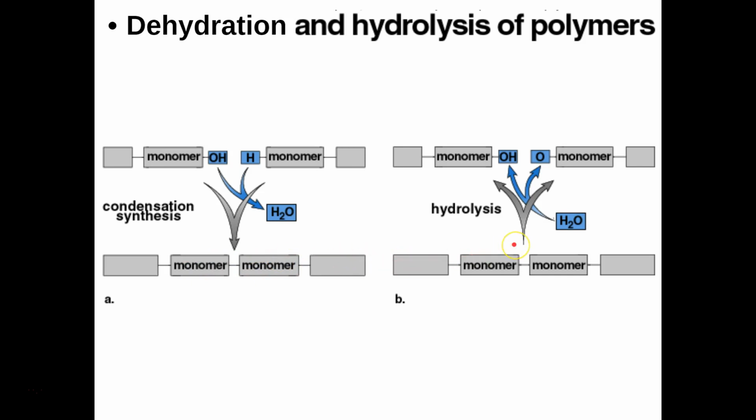The opposite of this is hydrolysis, and you're actually breaking two monomers apart by adding the components of water to either side. And you can see down here, they are together as a polymer, and then water has come in and broken them up, and you wind up with a monomer over here and a monomer over here.